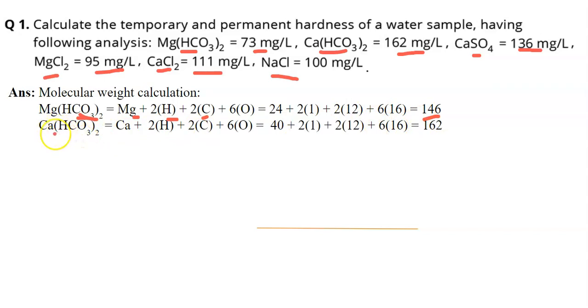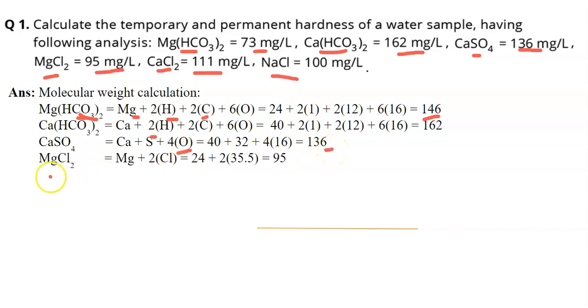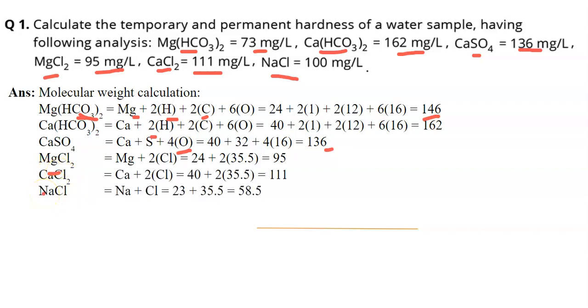Similarly, you are going to calculate it for calcium bicarbonate. You have to simply add the atomic weights, and also multiply by the number of atoms. There are 2 hydrogens, 2 carbons and 6 oxygens. Next is calcium sulfate. It would be the addition of the weight of calcium plus sulfur plus 4 into oxygen. So it is 136. Similarly, we have calculated it for magnesium chloride, calcium chloride, as well as NaCl. So we have calculated the molecular weight for all the salts.